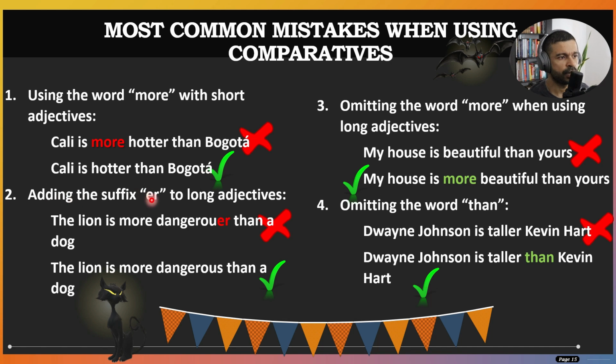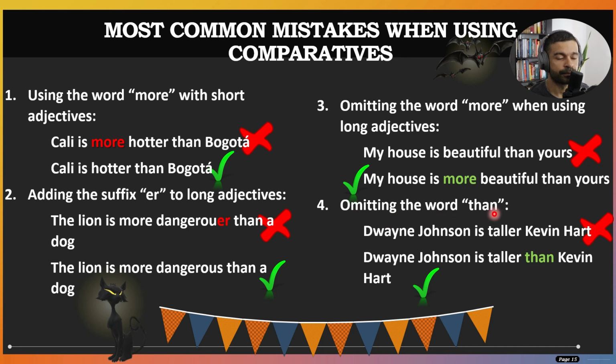Adding the suffix er to long adjectives, it is a big mistake too. We cannot say the lion is dangerouser than a dog. This is a big mistake. The lion is more dangerous than a dog. That is the correct way. Omitting the word more when using long adjectives. For example, my house is beautiful than yours. Of course, this is a mistake. My house is more beautiful than yours.